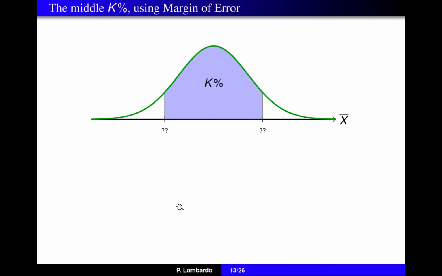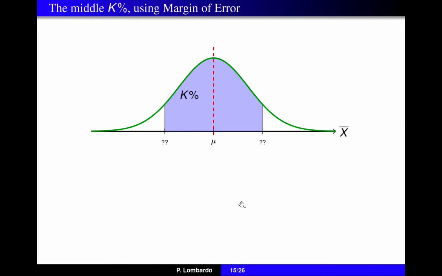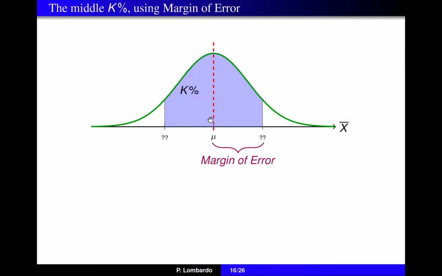Okay, here's the general idea. If you have a distribution for X bar, you want to find the middle k%. You know exactly where the middle of that distribution is going to be. It's going to be at the mu, at the mean for your normal distribution. And what we want to know is essentially how far do we have to move from mu to get to the right hand and the left hand points that define this middle k%, right?